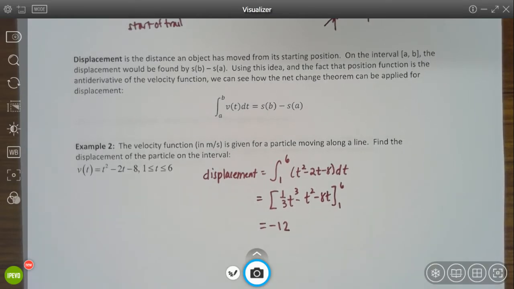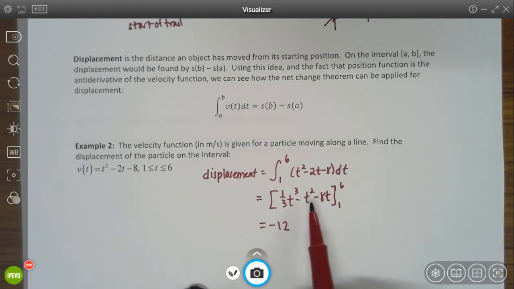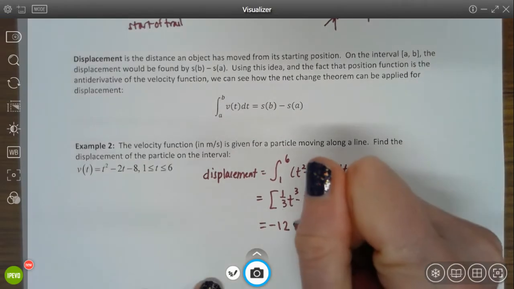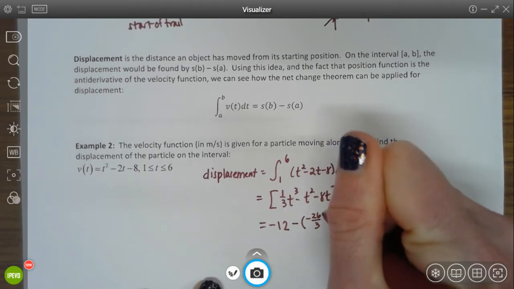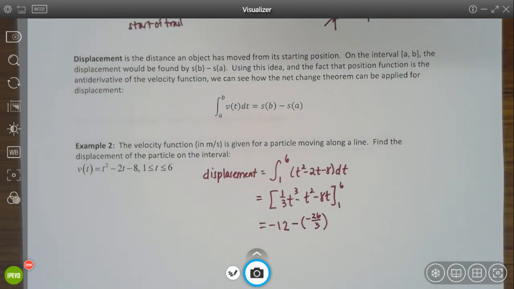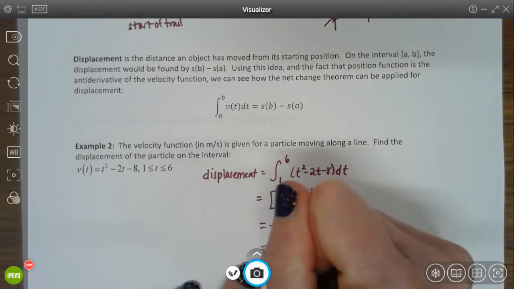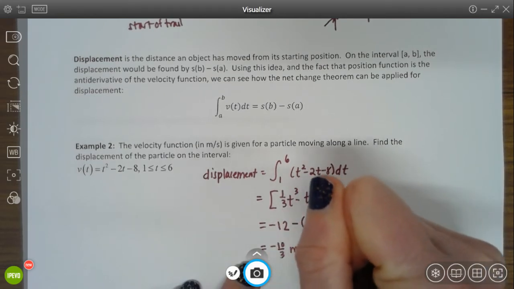And now I'm going to subtract out the lower bound evaluated into that antiderivative. So I'm going to replace all of these t's with 1. Again, I used my calculator: 1/3 times 1 cubed minus 1 squared minus 8. My calculator gave me a value of -26/3. And so I went ahead and just took -12 minus -26/3. And when I did the math, I found out it was -10/3 meters.